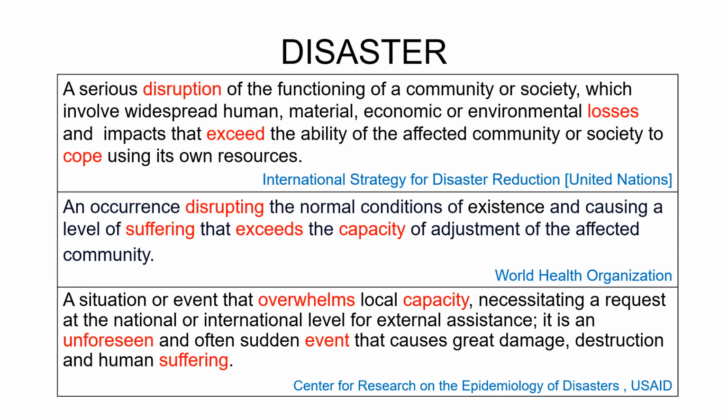What is disaster? The United Nations International Strategy for Disaster Reduction defines it as a serious disruption of the functioning of a community or society which involve widespread human, material, economic, or environmental losses and impacts that exceed the ability of the affected community or society to cope using its own resources. Likewise, in the definitions of the WHO and USAID, common terms stand out, like disruption, suffering, and exceeding capacity.